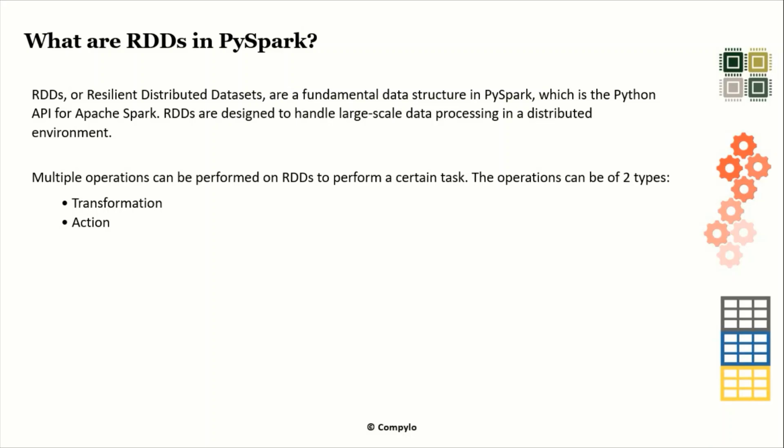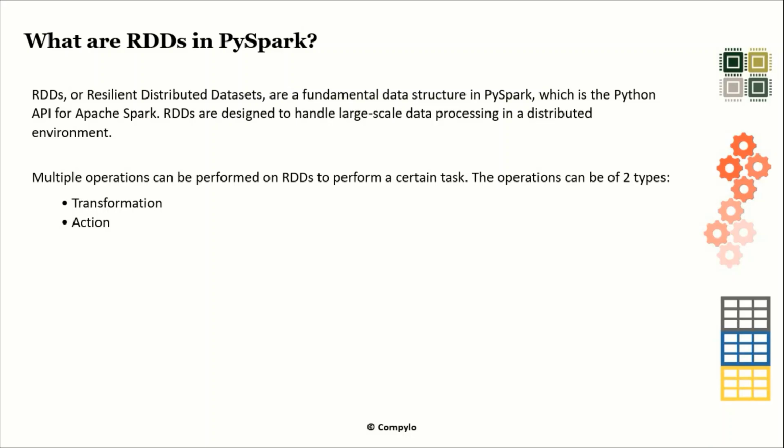We can perform multiple operations on an RDD for certain tasks. These operations can be of two types: transformation and action. The transformations, when applied on RDDs, result in the creation of a new RDD. Some examples of transformation operators are filter, group by, and map.